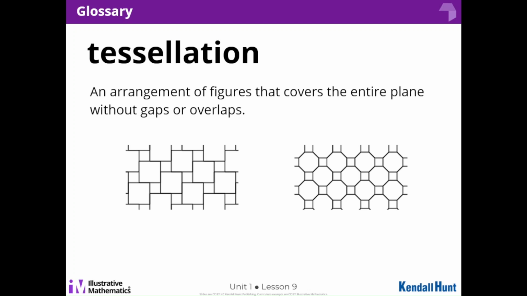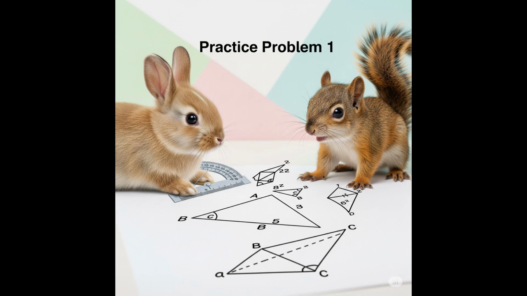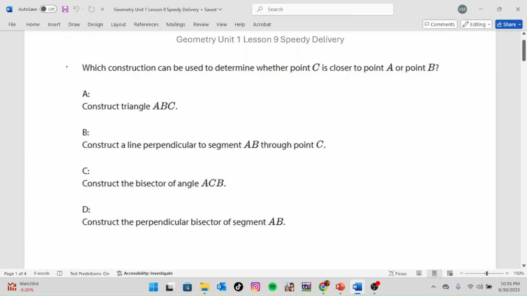Now that we're done with the introduction, how about we go look at those practice problems? So let's begin the practice problems for lesson 9. Practice problem number 1, which construction can be used to determine whether point C is closer to point A or point B?